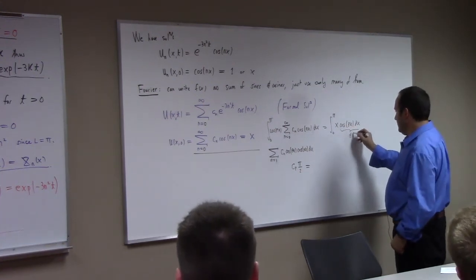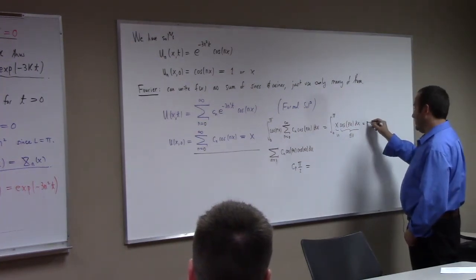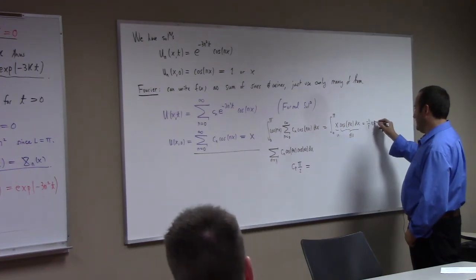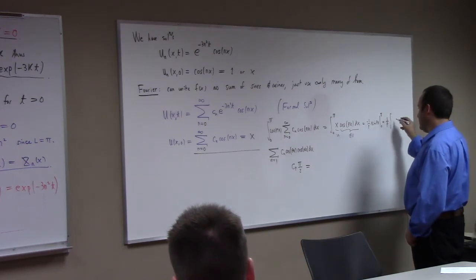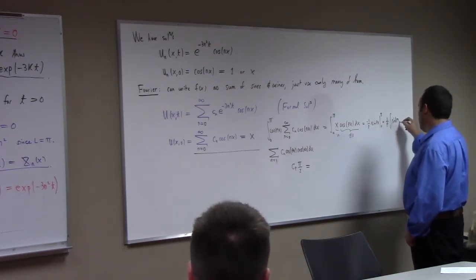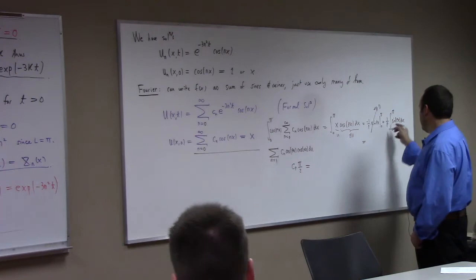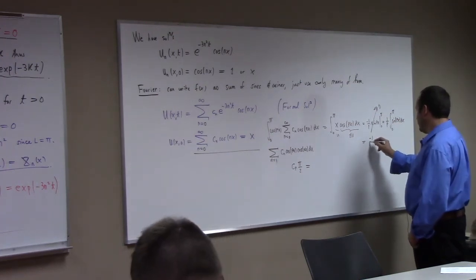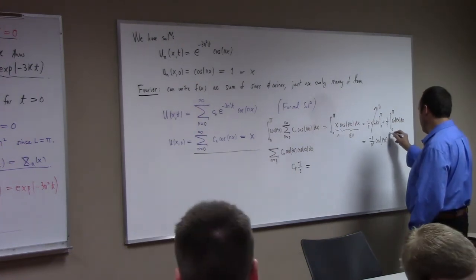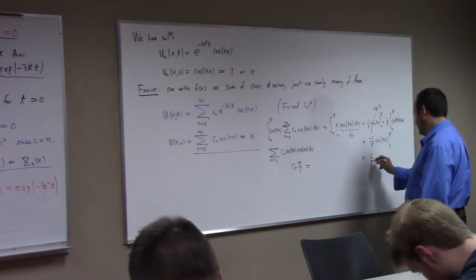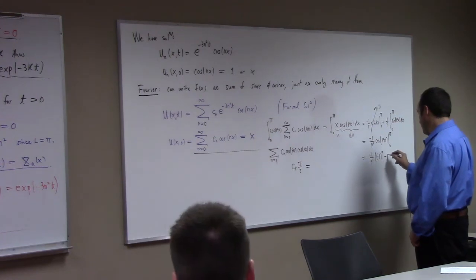This is my dv, this is my u. Integration by parts says 1 over p x sine px evaluated from 0 to pi plus 1 over p integral of sine px dx from 0 to pi. This piece is all 0. That piece is minus 1 over p squared cosine of px evaluated from 0 to pi. So I get minus 1 over p squared times minus 1 to the p minus 1.